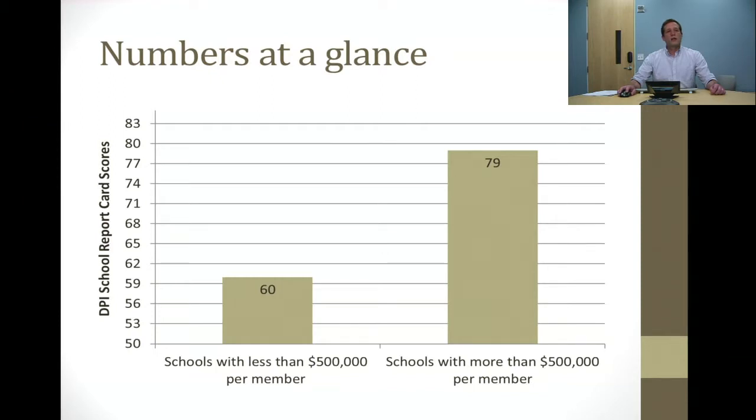So, quick numbers at a glance. I want you to notice this: schools with less than $500,000 per member averaged a score of 60 on the report card, and schools with more than $500,000 per member averaged a score of 79 on their report card. I should mention that the majority of these schools with less than $500,000 per member, most of them were in the $300,000 to $400,000 range per member, and in the category of schools with more than $500,000 per member, most of these were in the $800,000 and above range.